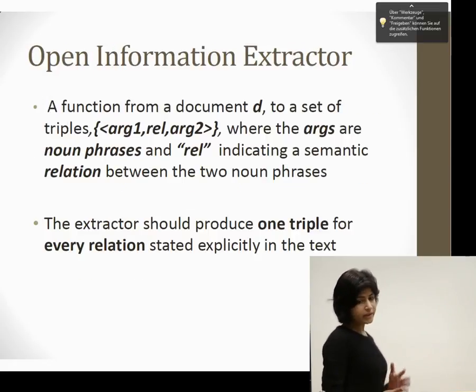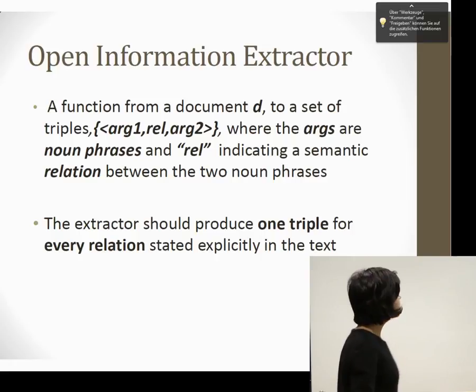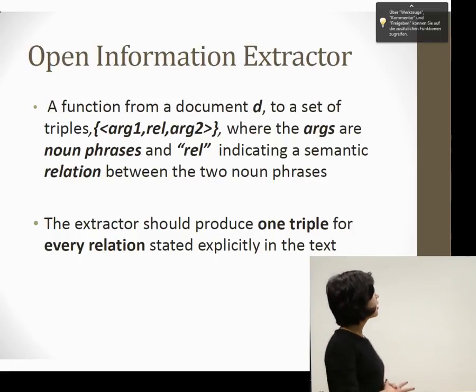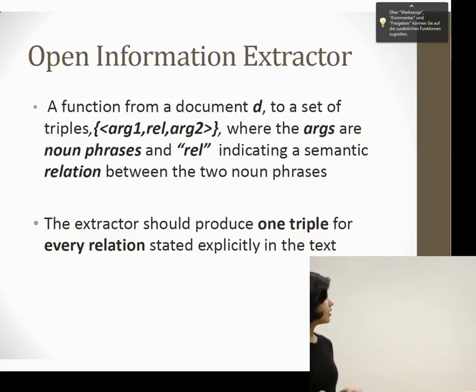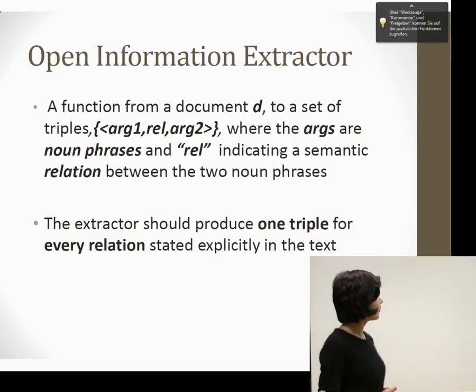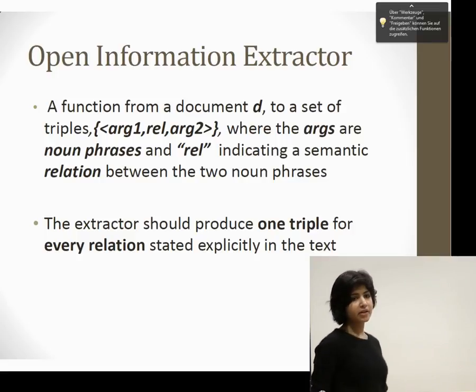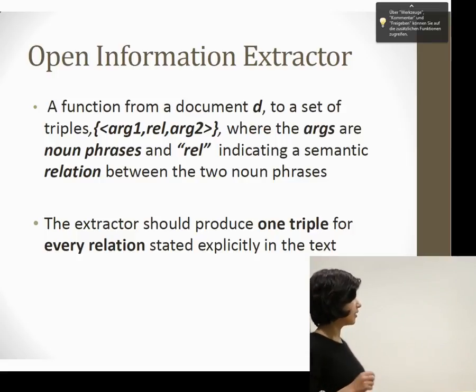So, what is an open information extractor? It's a function from a document D to a set of triples, where arg1 and arg2 are related together with rel. In traditional approaches, the relation was predefined, but here we also extract the relation. So the extractor should find a triple for each relation that is explicitly in the text.